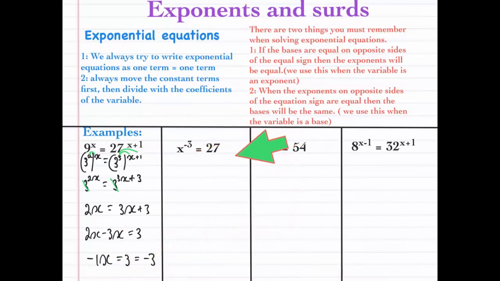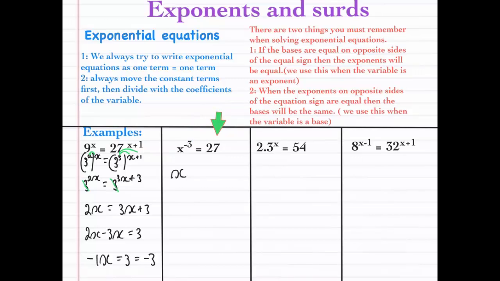How about the next one? Well, this is a little bit different from this one because x is now a base, and we have an exponent of minus 3. We use this when the variable is a base. Here the base is a variable. So when the exponents on opposite sides of the equation sign are equal, then the bases will be the same. So what are we trying to do with this example? We're trying to get the same exponent. So I have to rewrite 27 so that it's in the form of an exponent.